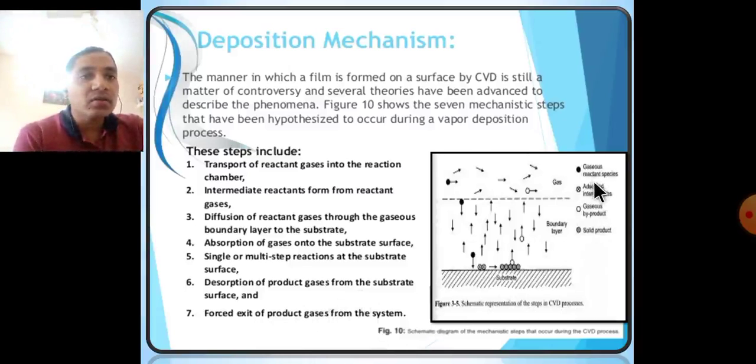These are the reactant species, the gaseous byproduct, the solid product, and the advanced intermediate. These are the advanced intermediates on the substrate, and the solid material is deposited on the substrate, that is the film.